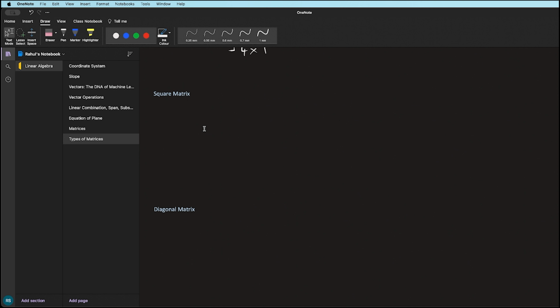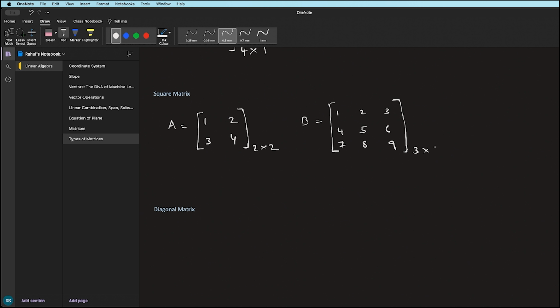Now coming to the square matrix. In the square matrix, generally the number of columns and rows are the same. I can write this as 1, 2, 3, 4. So this is a 2 cross 2 square matrix. Here the number of rows is 2 and the number of columns is also 2. Similarly, I can write a different matrix: 1, 2, 3, 4, 5, 6, 7, 8, 9. This is a 3 cross 3 matrix. In this case, the number of rows and columns are the same. There are a total of 3 rows and 3 columns.